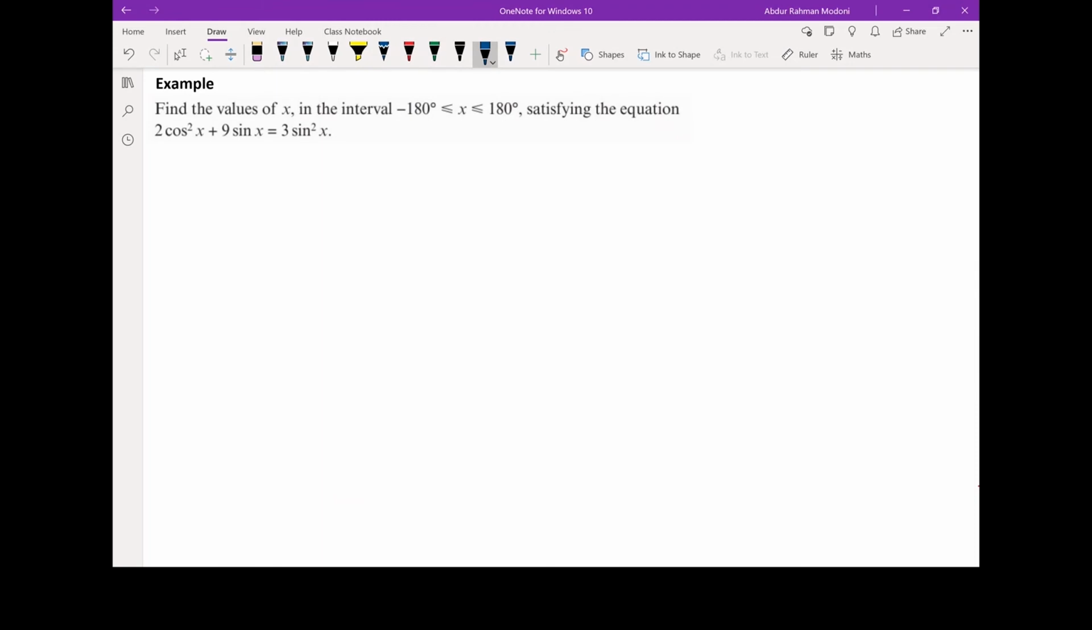Now, we need to use some of our identities that we know. So we've got sine squared, we've got sine x, and we've got cos squared. So what I'm going to do first of all is try and write this cos squared in terms of sine, and then everything will be in terms of sine. So I'll start by writing my trig identity that I'm going to use. So I'm going to use sine squared x plus cos squared x is equal to 1. So that means cos squared x is equal to 1 minus sine squared x.